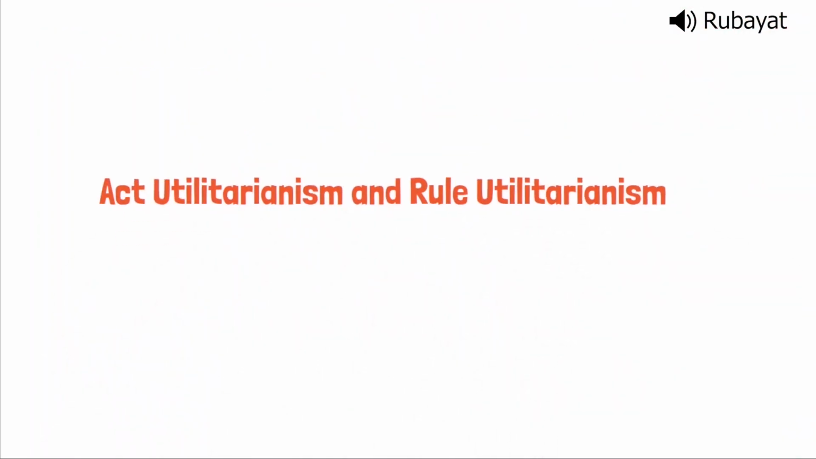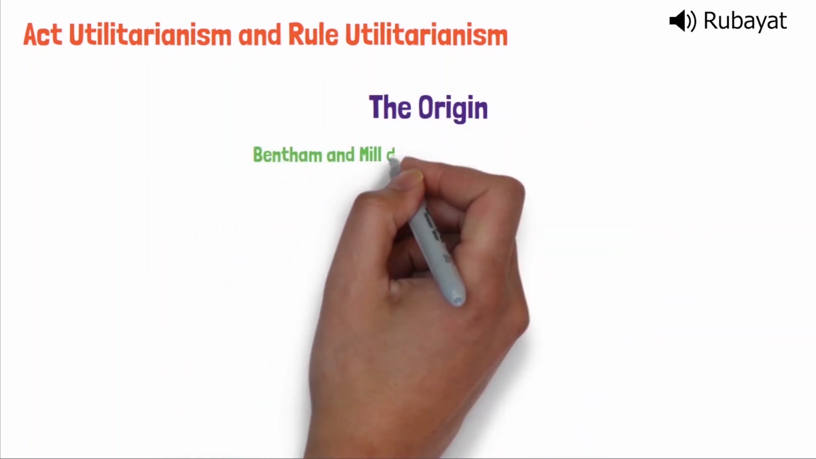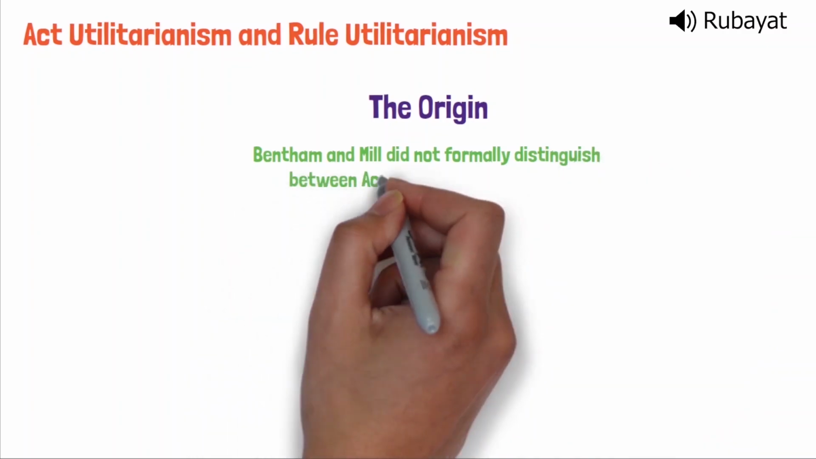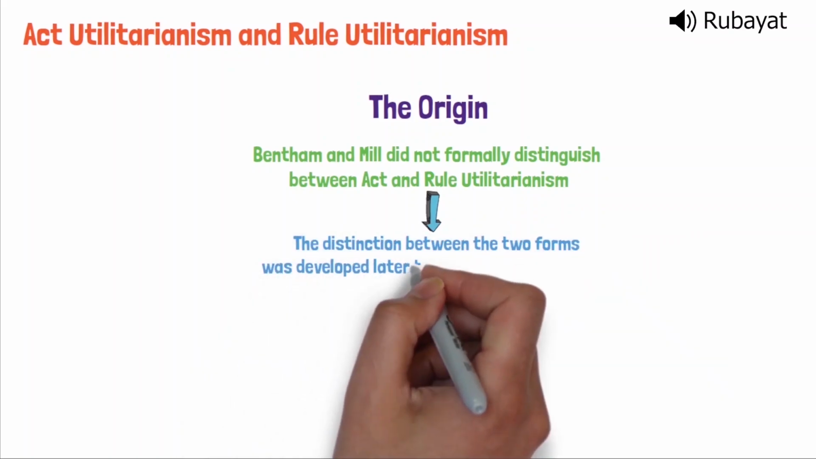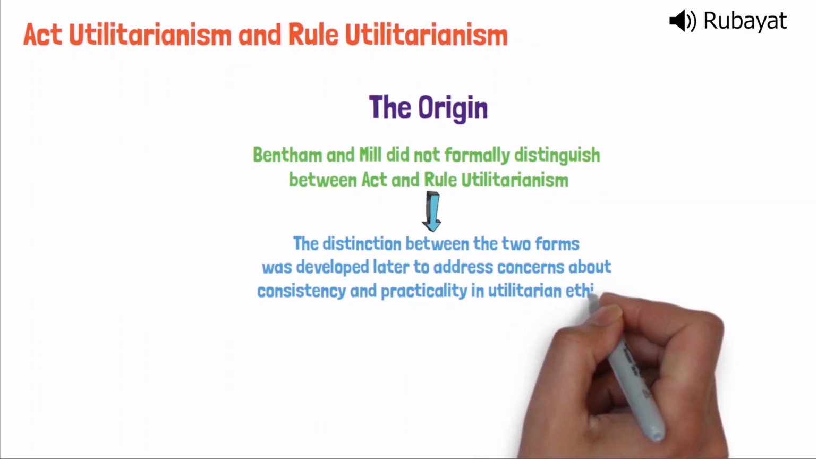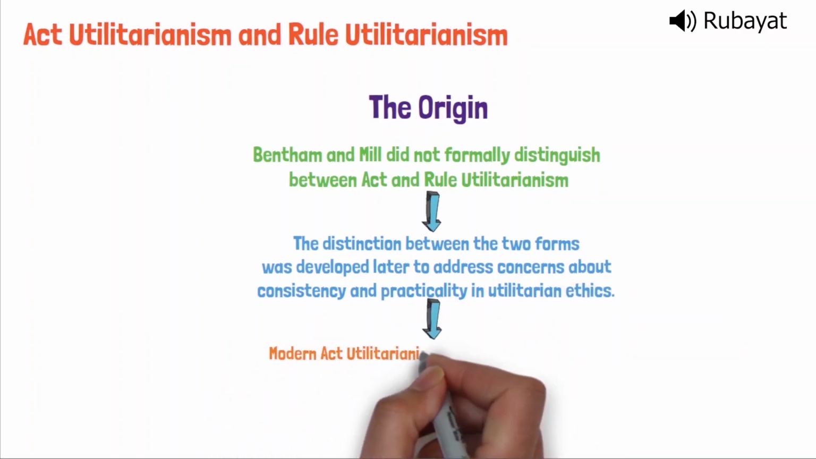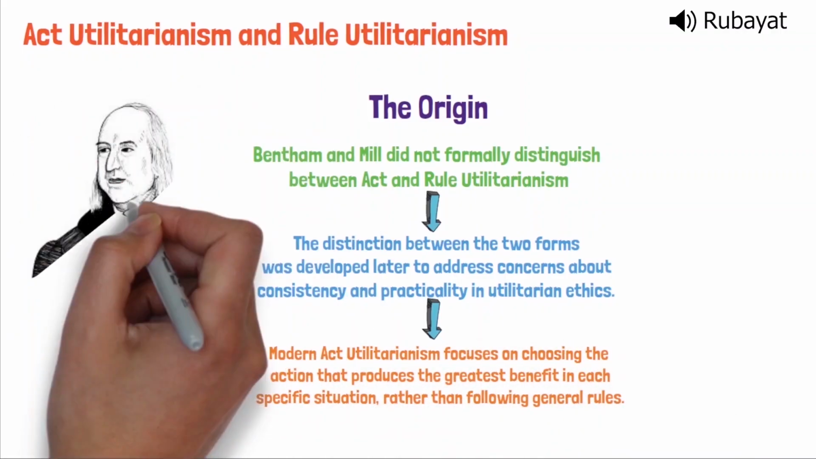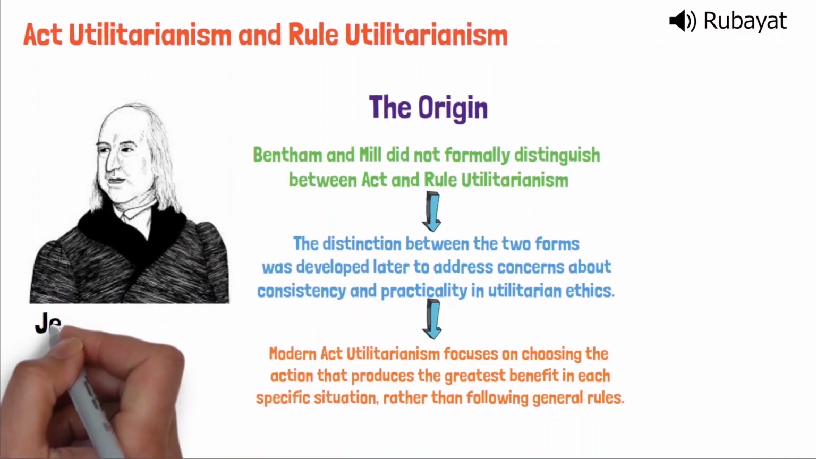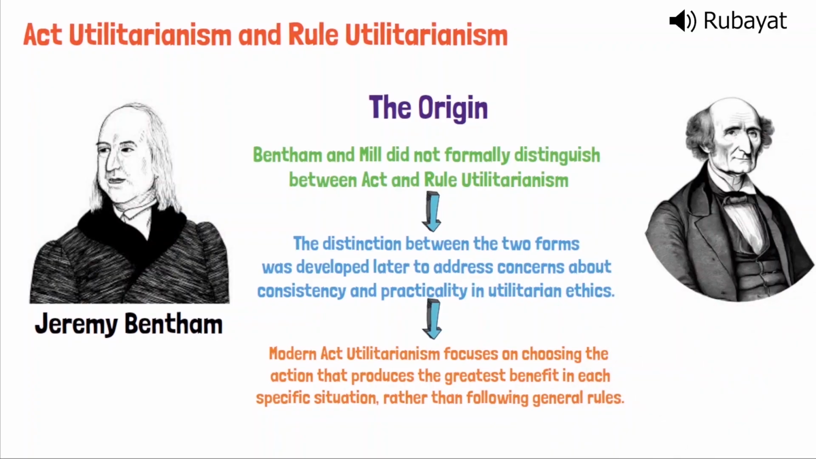Rule and act utilitarianism. The distinction between act utilitarianism and rule utilitarianism wasn't something clearly made by the original thinkers like Jeremy Bentham or John Stuart Mill, but their ideas laid the foundation of these two interpretations. Bentham believed that instead of sticking to fixed rules or traditions, we should judge every action by its actual consequences. If something leads to more good than harm, then it's the right thing to do, even if it feels a bit unusual or goes against what we would normally think is right.